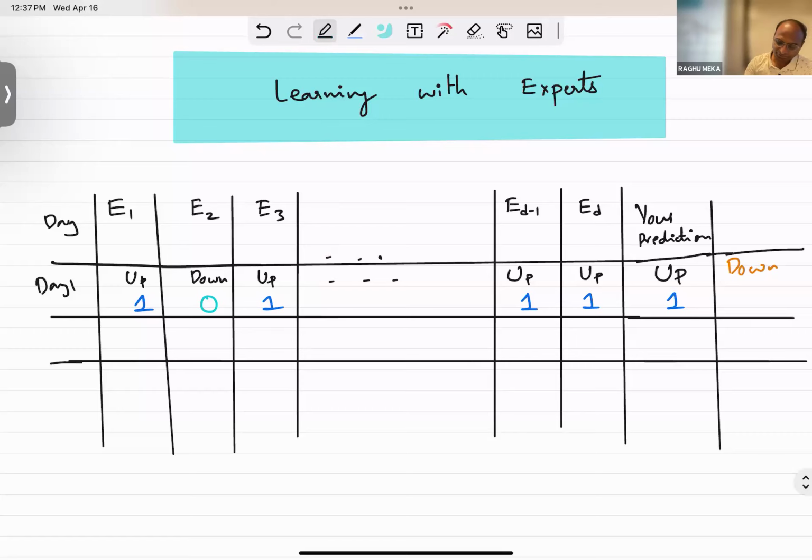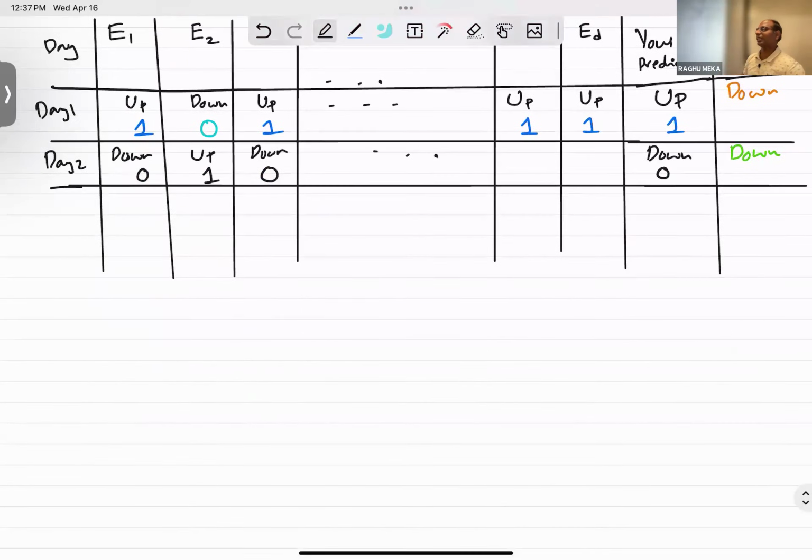And then day 2, you do the same thing. You get some predictions, down, up, down, whatever. And then based on that, we make a prediction and the market says something. And then you go back and evaluate or check, this expert got a loss of 0, this expert got a loss of 0, 0, we got a loss of 0. So this is the game, learning with experts.